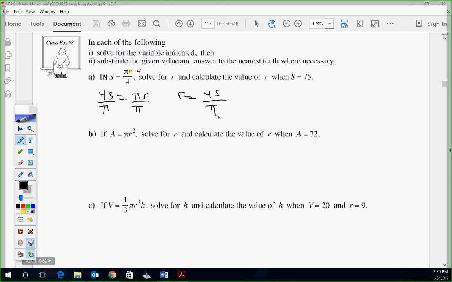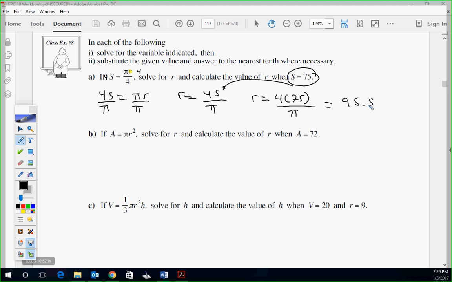You're saying, well, we don't know s. Well, actually we do. They gave it to us right here. So now we can plug that in. r equals 4 times 75 over pi. Then we calculate that. When you do that, you're going to get 95.5. So all we do is isolate the variable they asked us to. That's the work they wanted to see. And then we plugged in the value they gave us for that other variable we didn't know. Any questions on that?